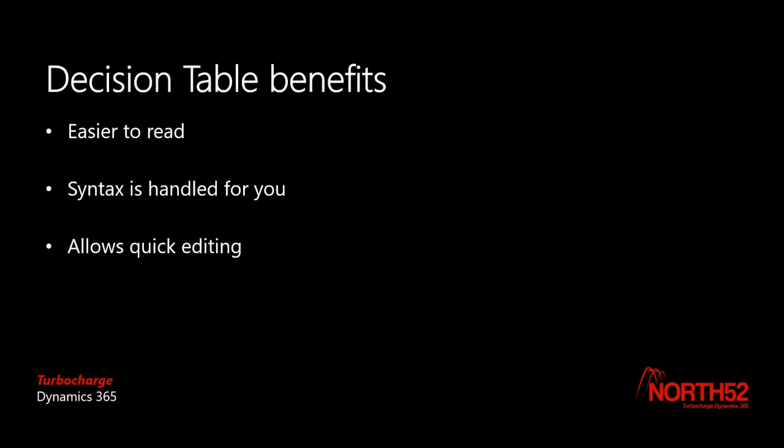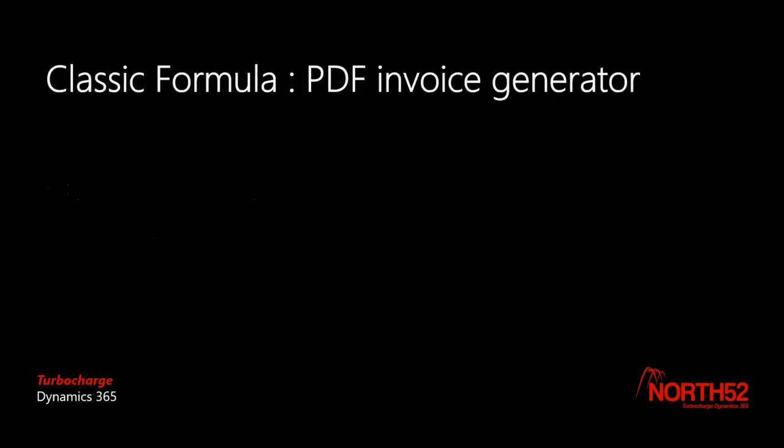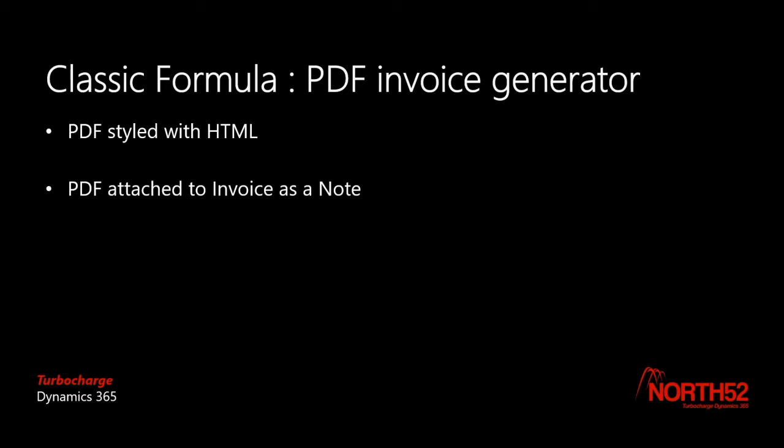For this video, we will be upgrading a classic formula that takes an invoice record and creates a PDF invoice. This PDF is styled with HTML and is generated using the North52 function callRest API. The formula then attaches this PDF to a note related to the invoice. To understand how this is done, the formula can be broken up into 5 sections.